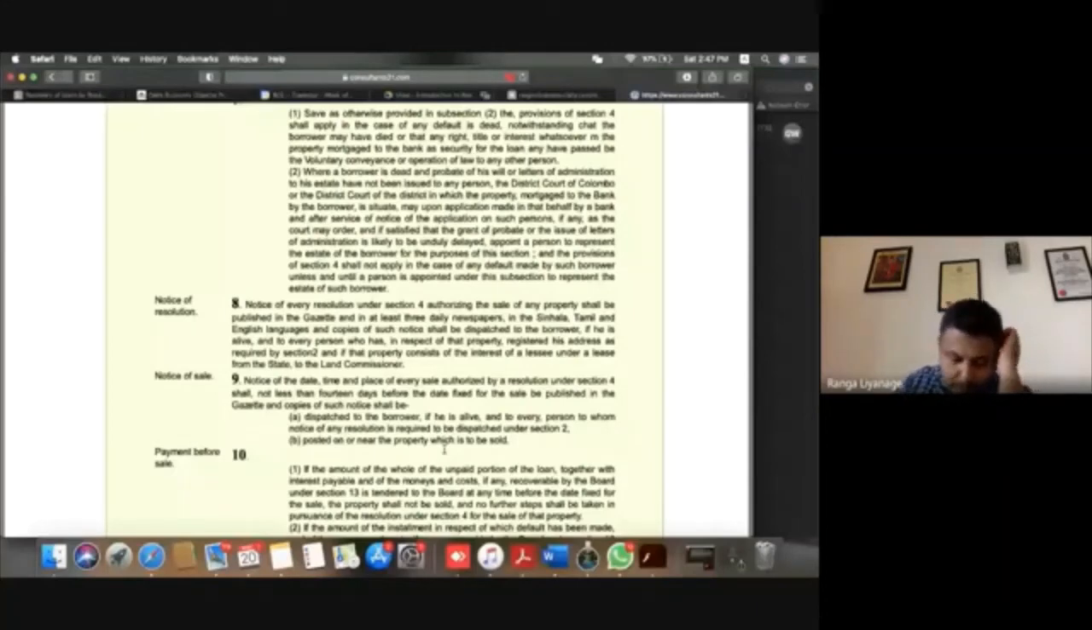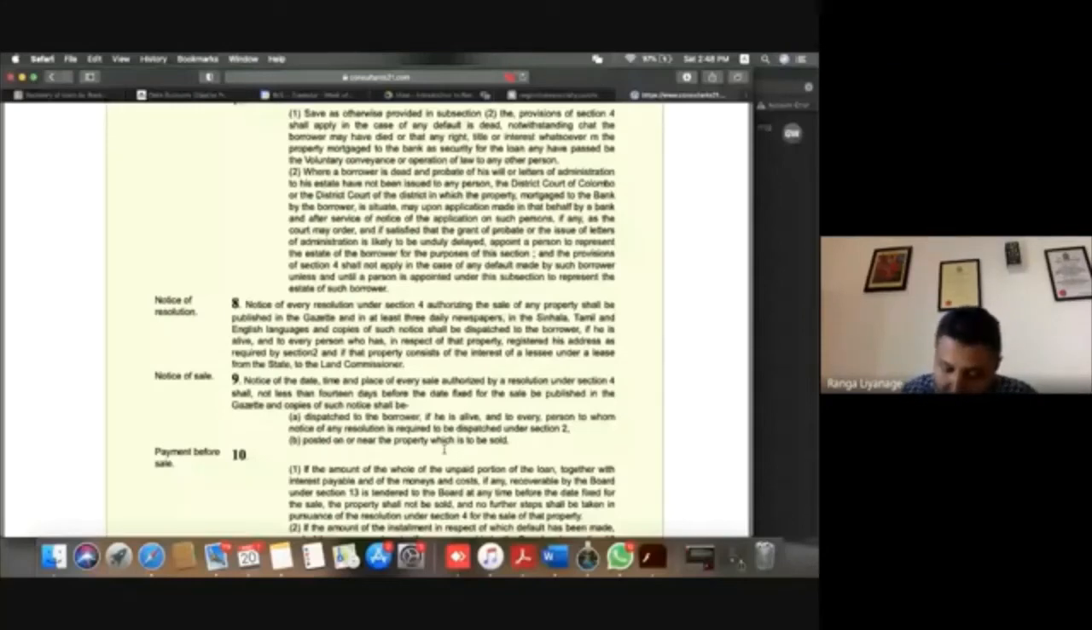Right. Then notice of every resolution under section 4 shall be dispatched to the borrower. Not to the mortgagor. This is not what it says. It says it shall be dispatched to the borrower. The notice of sale. Notice of the date, time and place, section 9.